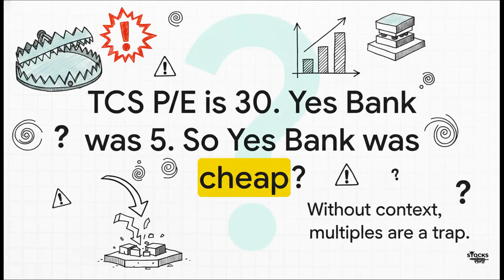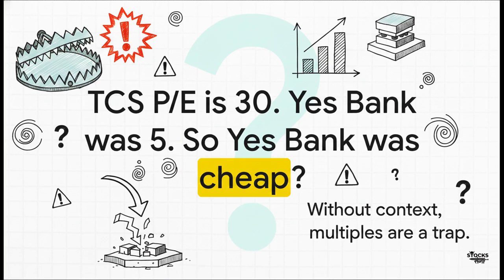Okay, I want to start off with a really classic trap. Take a look at this. A few years ago, TCS was trading at a price-to-earnings ratio, a PE, of about 30. Around the same time, Yes Bank was trading at a PE of 5. Now, if you're a beginner, you might look at that and think, whoa, Yes Bank is incredibly cheap. It's a steal. Well, no. That kind of thinking is actually completely wrong.